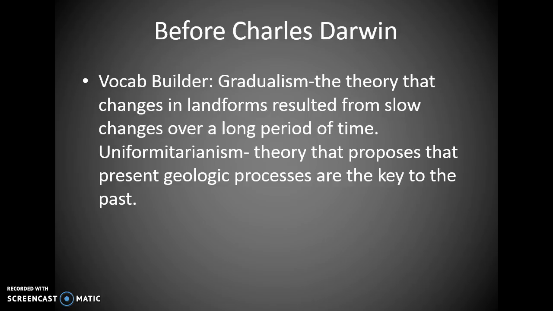Another theory that we have is called uniformitarianism. It's a theory that proposes that all the geological processes, so all the stuff that's going on with continental plates and volcanoes and hurricanes and things like that today, are the keys to telling us what happened in the past. So that's another theory that we have.